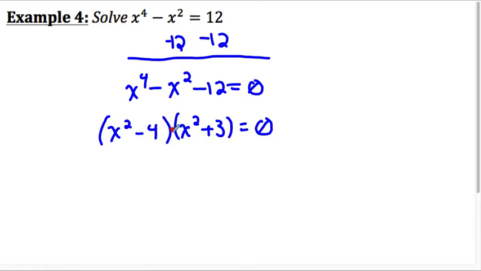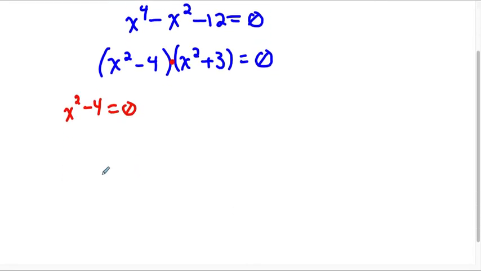But what is more important is that since we're solving this, we have to split it up where they're being multiplied. So x squared minus 4 equals 0. So let's go ahead and solve that one. So we move the 4 over, so add 4, and we end up with x squared equals 4. We want to get rid of that x squared.